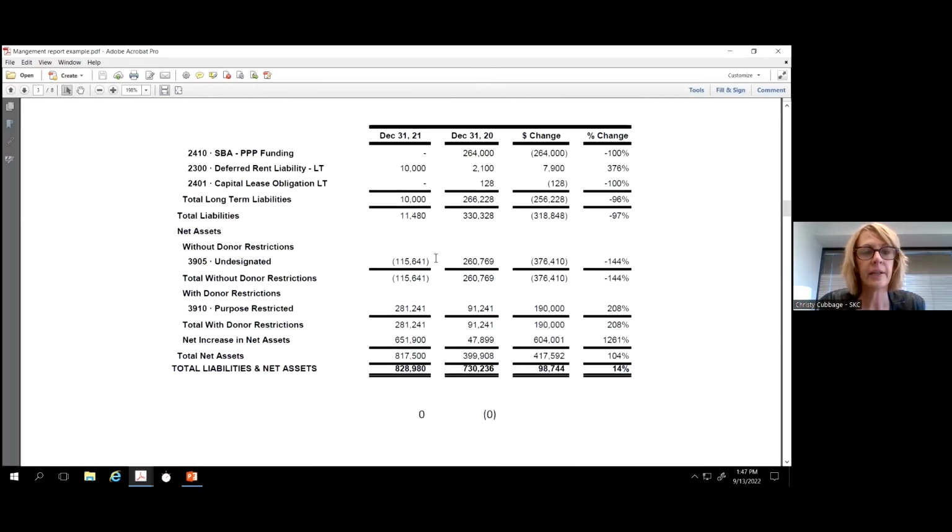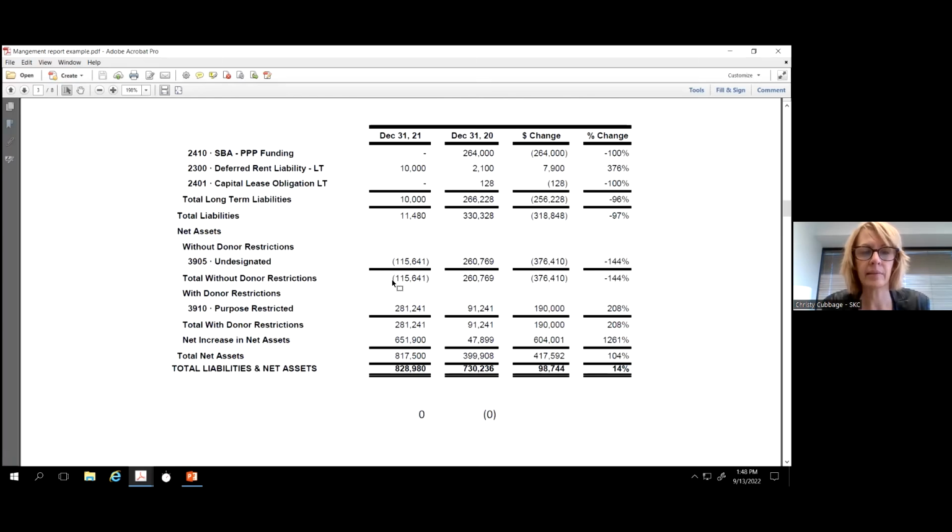Here is the net asset section. As I said, I use this as an example. I made this negative. If we have undesignated or without donor restrictions and it's negative, I would be concerned about that. I don't like to see a negative equity here. That means I'm probably using some donor money for things I shouldn't. And I did change the numbers here. Support Kansas City does not have a negative net asset.